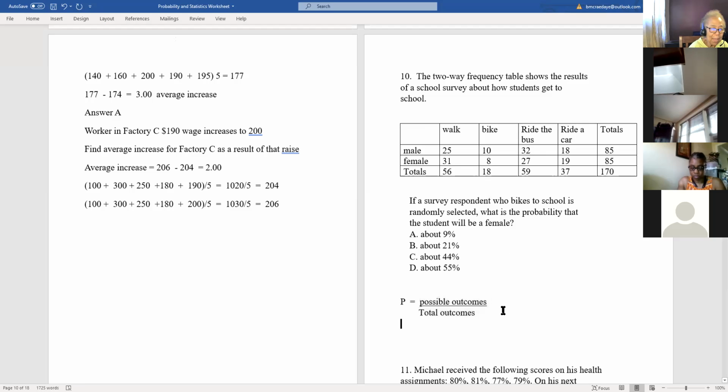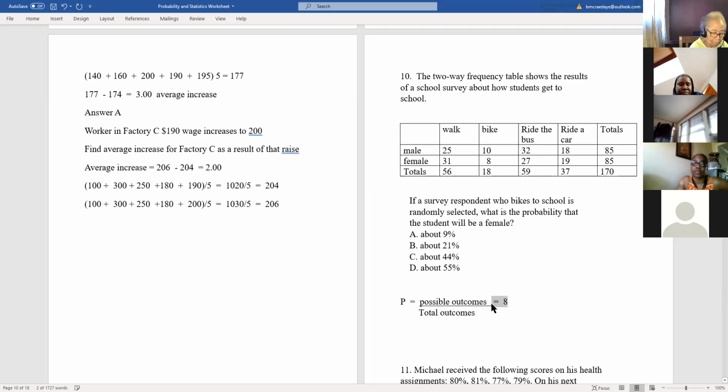So what's the possible outcome? In other words, the possible would be the females that ride a bike. And what is that? It's in the chart. What is it? 8, right? So let's put equal 8. And what's the total of all the bikers? 18. Yeah, because we're only concerned with the bikers, right?